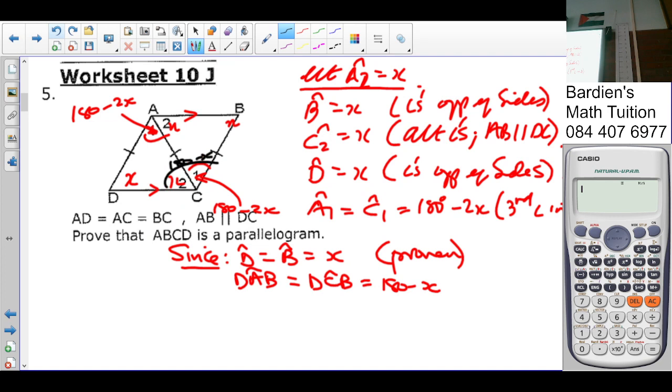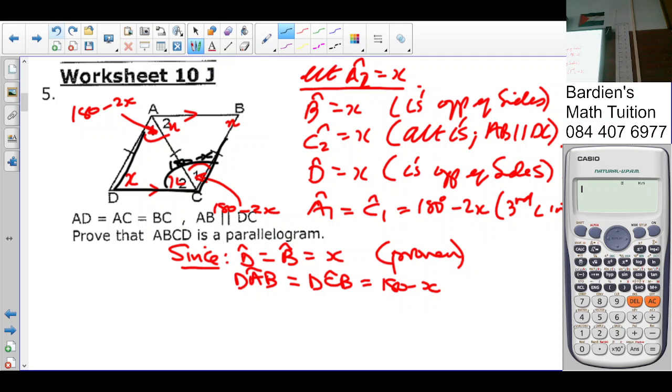Now I can say that angle D plus that angle equals 180. Can you see that? So therefore AD has to be parallel to BC. Co-interior angles are supplementary. And then I can conclude, since two pairs of parallel lines, therefore it has to be a parallelogram.